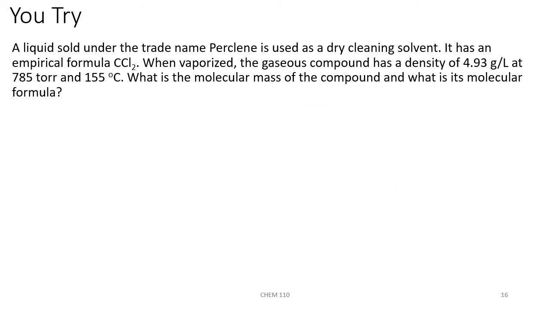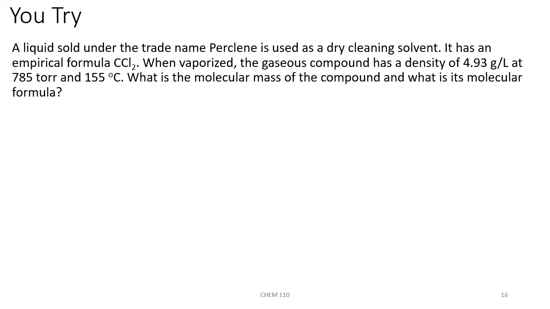A liquid sold under the trade name PerClean is used as a dry cleaning solvent. It has an empirical formula of CCl2. When vaporized, the gaseous compound has a density of 4.93 grams per liter at 785 torr and 155 degrees Celsius. What is the molecular mass of the compound, and what is its molecular formula?